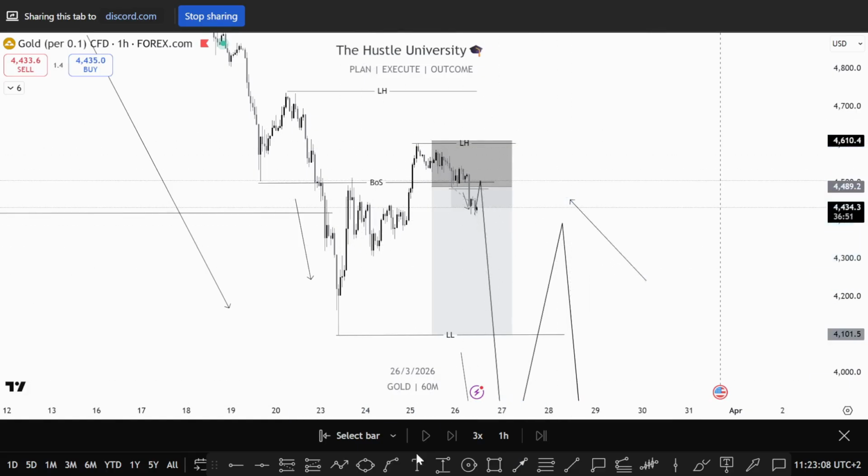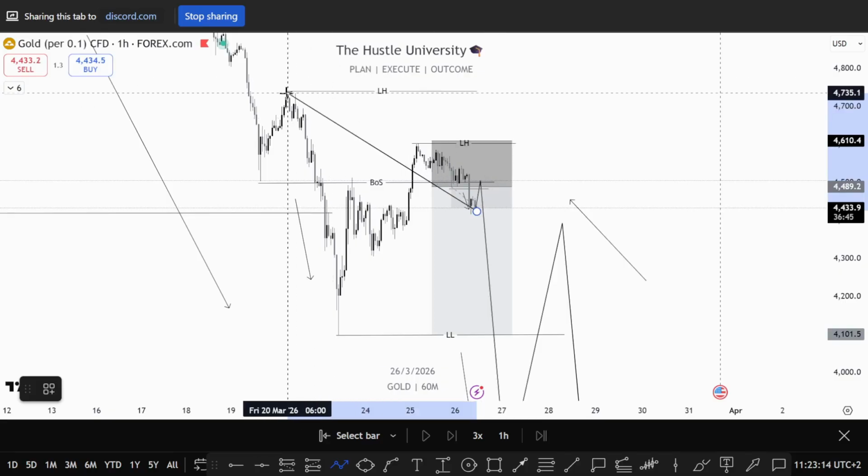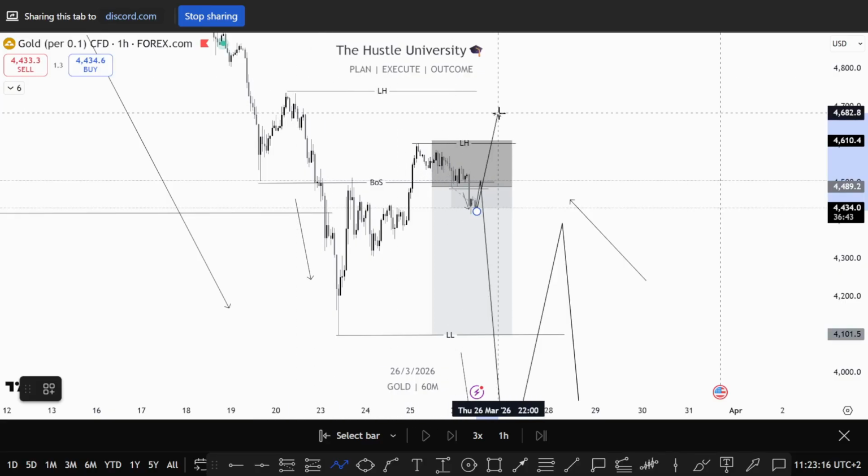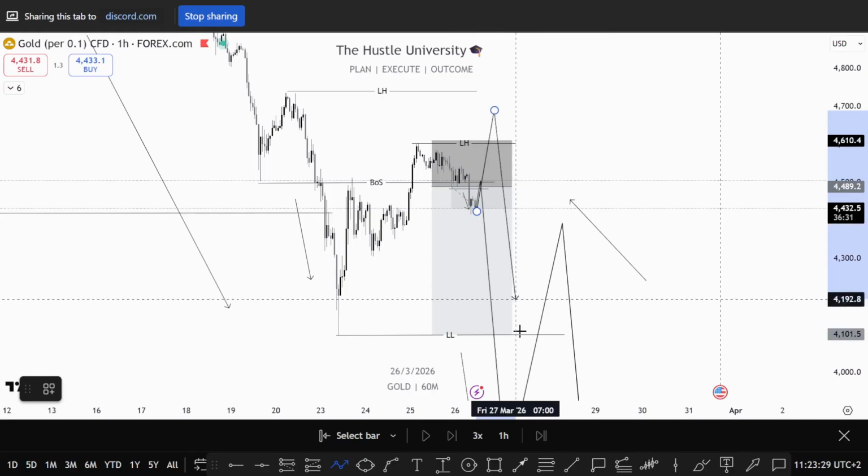So should price go up and take out this high without taking out this high, we're still very much bearish on the 1 hour. Price is still in range, so it hasn't reversed. Yes, it hasn't reversed. Price can go back up, take out this high, and then sell off.